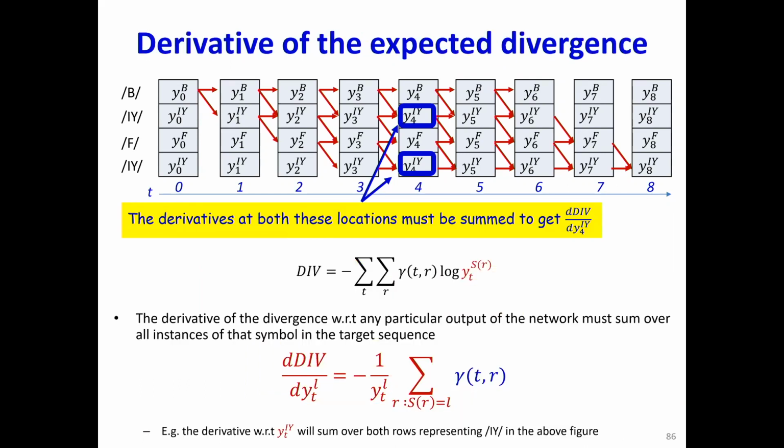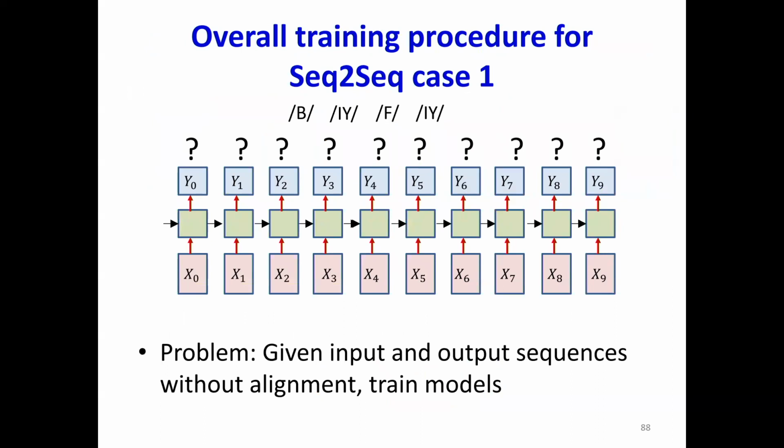And so now that means the derivative of the divergence with respect to any given probability assigned to any given symbol at any time is the negative of the sum over all the rows of the table that invoke the symbol of the gammas for those blocks divided by the probability of the symbol itself, right? So the derivative of the divergence with respect to, say, the probability assigned to the phoneme E is going to be minus 1 over the probability assigned to the phoneme E times the sum over all rows of the gammas for all the rows associated with the phoneme E at time t, right? And so now we know how to compute these derivatives.